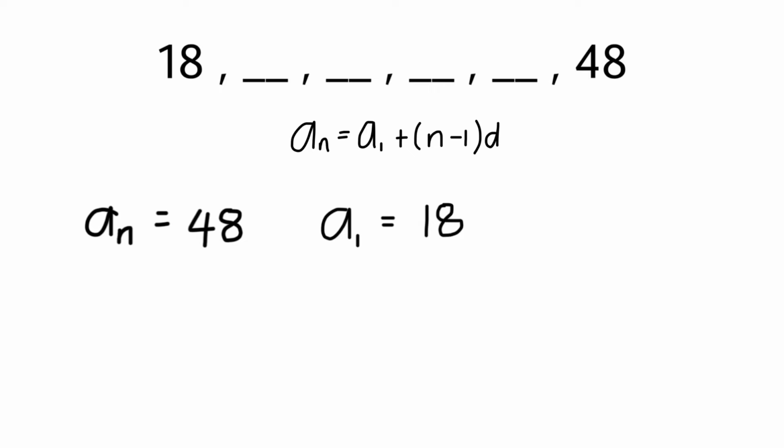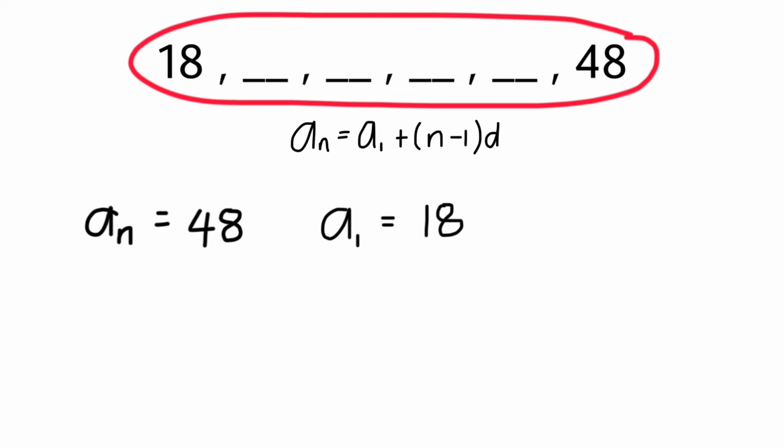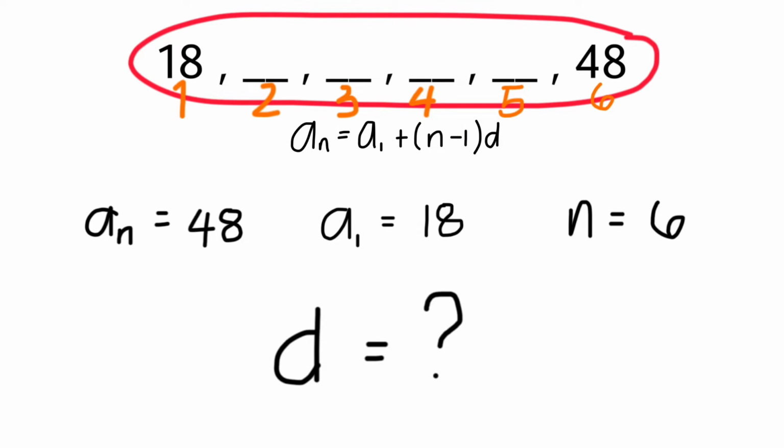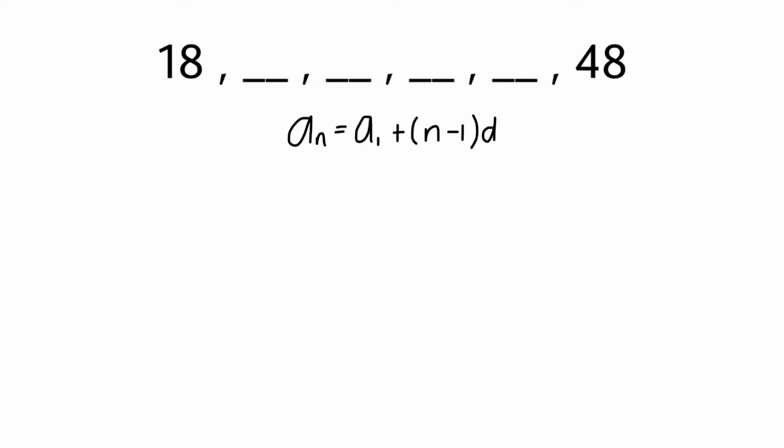And for the value of n, or the number of terms, simply count: 1, 2, 3, 4, 5, 6. So our n is equal to 6. And for the d, we don't have yet the value of our common difference. We will find out later the value of our d, or the common difference. So let us use this formula to identify the d.